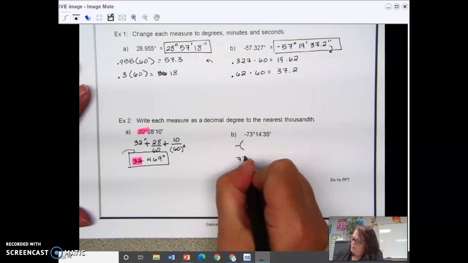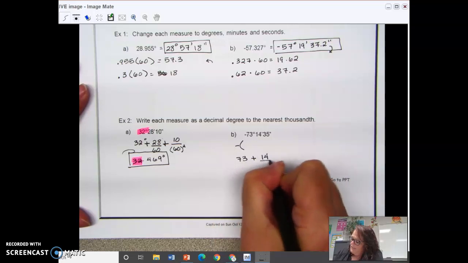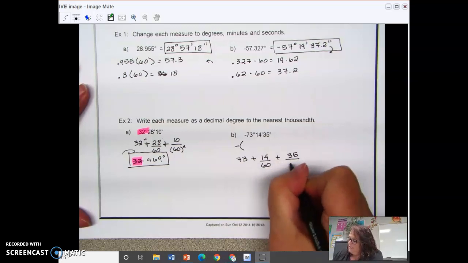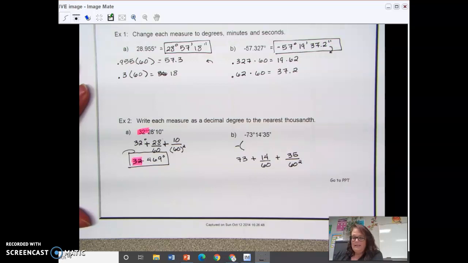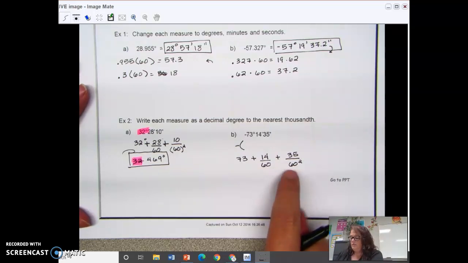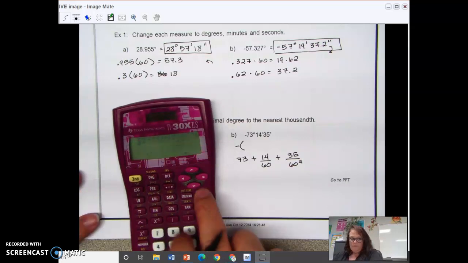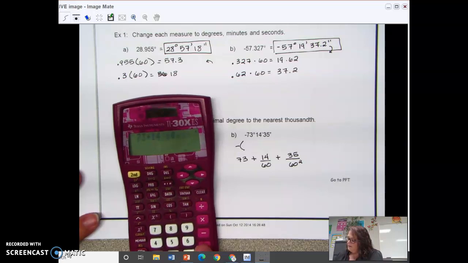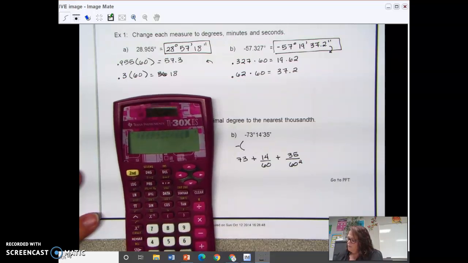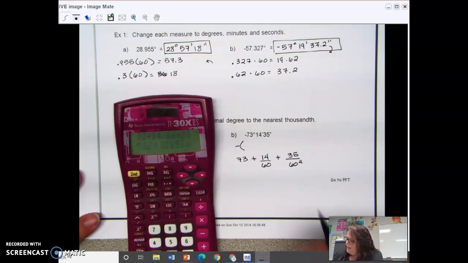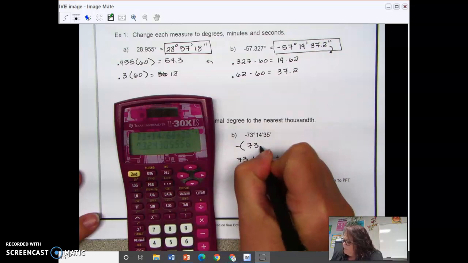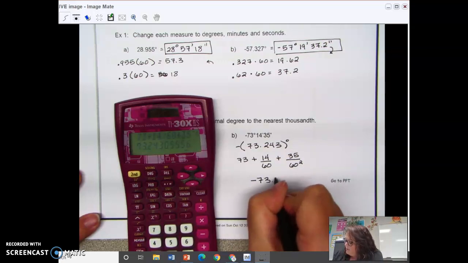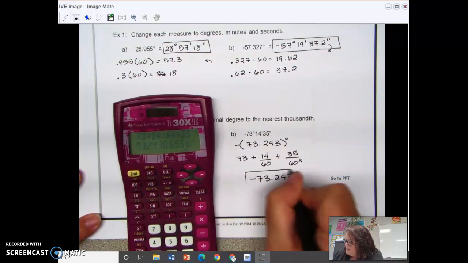So we would take 73 full degrees plus 14 out of 60 minutes in degrees plus 35 seconds. So there's 60 seconds in a minute and 60 minutes in a degree. So we have to do that last one divided by 60 squared. So we're going to type into our calculator 73 plus 14 divided by 60 plus 35 divided by 60 squared. Whoops, I don't need that negative sign. And we're going to get 73.243 degrees. So it's negative 73.243 degrees, rounded to the nearest thousandth.